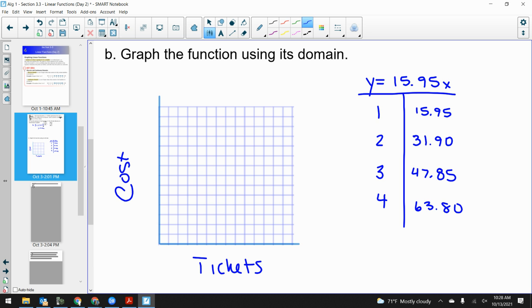Okay, now I have to decide, am I going to use one box per unit? No. Probably not. Because think about my domain. I've only got 1, 2, 3, 4. So let's space them out a little bit. Let's say 1, 2, 3, 4. If you change the interval for the graph, you have to write it on there.